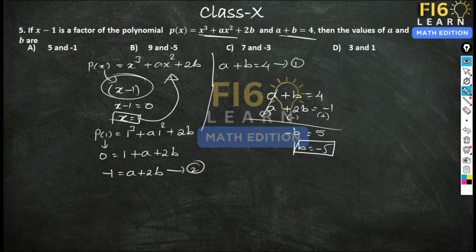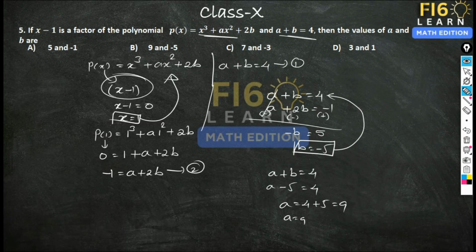Now we know the value of b, we can use it in any of these two equations to find the value of a. So I am going to use it in the first equation. So a plus b is equal to 4. Let's put the value of b here. Instead of b we can put minus 5 here. We will get an equation like this, and you can take the minus 5 to the right side. So we will get 4 plus 5, a value is 9.